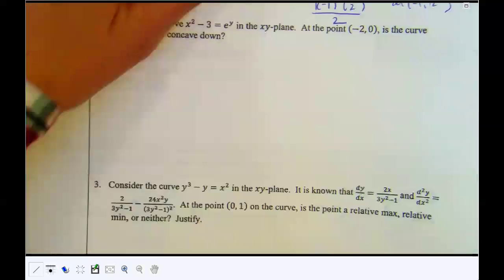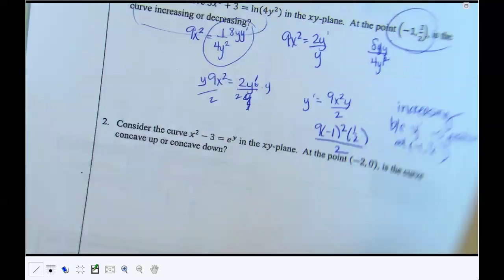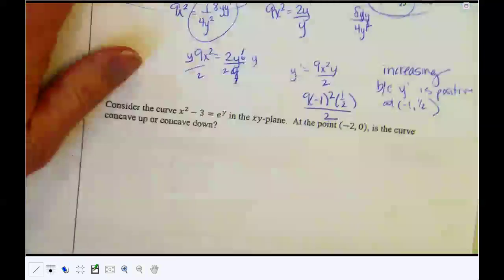Oh, this one, actually, we're skipping 3. We are going to do 2, though.